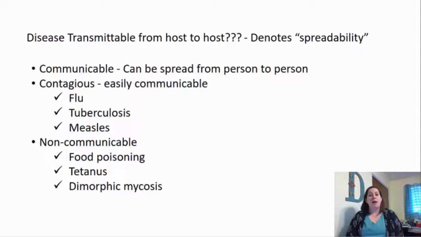There are some diseases and infections that are non-communicable, meaning they're not going to be passed from person to person. One example of this is food poisoning. Just because you got food poisoning doesn't mean that if you're throwing up next to somebody, they're going to get it too. They had to have actually eaten the food that caused your illness. Another one is tetanus. Tetanus is not one that can be spread from person to person. And another one is dimorphic mycosis. Now, when we're looking at communicable diseases, we say that these are infectious diseases because they could potentially infect other individuals.